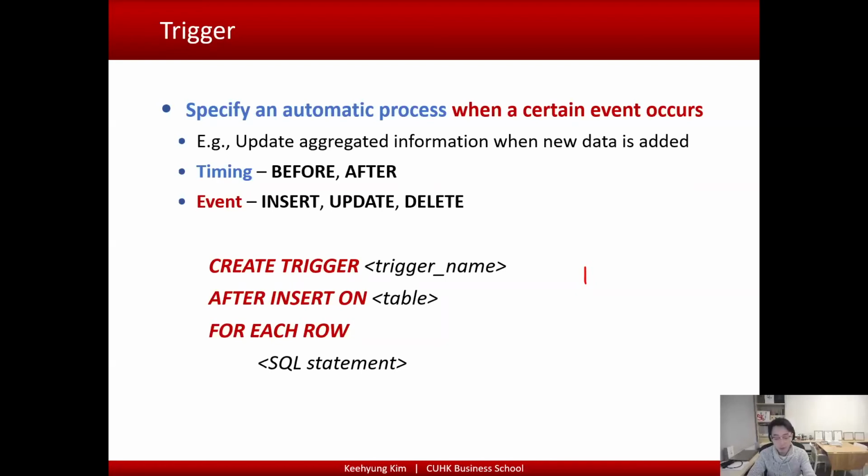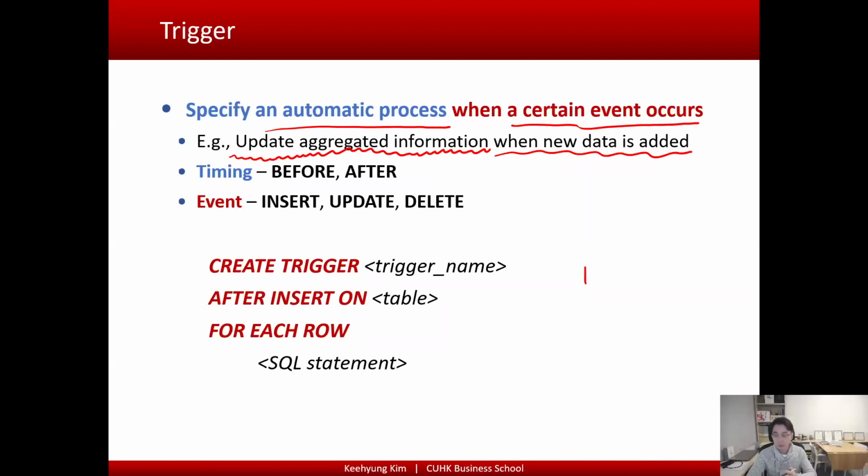So trigger is basically about specifying an automatic process when a certain event occurs. So you are making things happen automatically. When a certain condition is met, you can specify a certain automatic process to occur by itself. For example, when new data is added, you may ask MySQL to update aggregated information. When a product is added into an order, you may ask MySQL to update the total price of the order automatically. That's an example of a trigger. So you can design that kind of automatic process in MySQL. It is actually quite useful, and in practice it's used a lot.